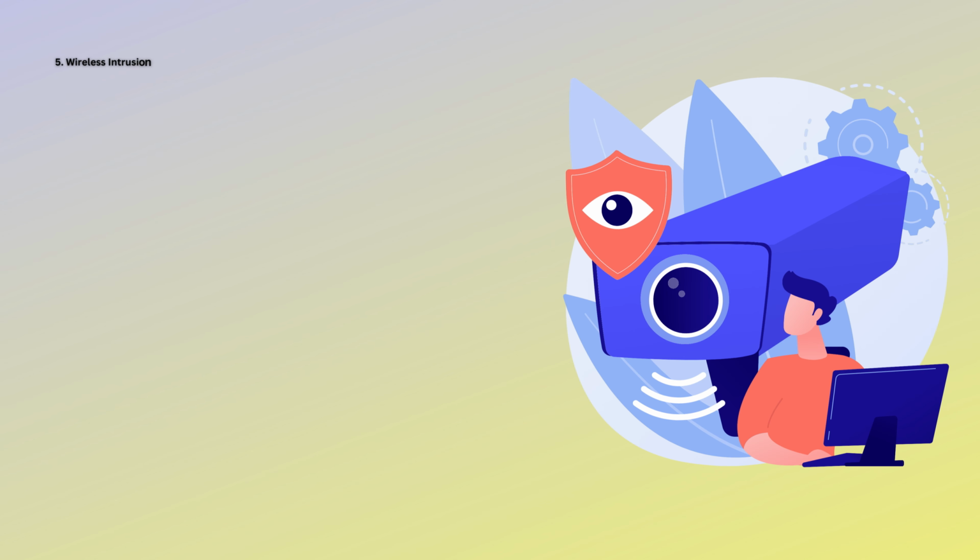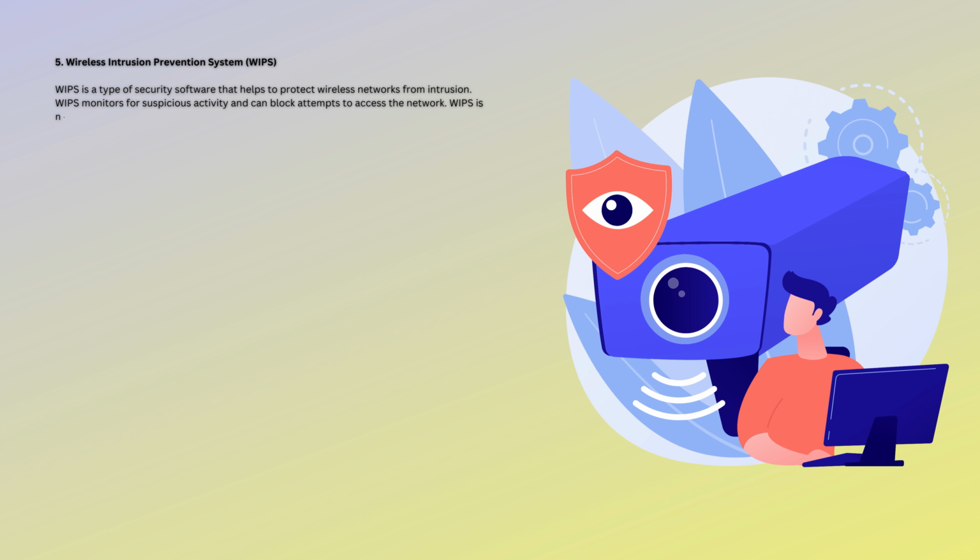5. Wireless Intrusion Prevention System, WIPS. WIPS is a type of security software that helps to protect wireless networks from intrusion. WIPS monitors for suspicious activity and can block attempts to access the network. WIPS is not foolproof, but it can help to make your network more secure.